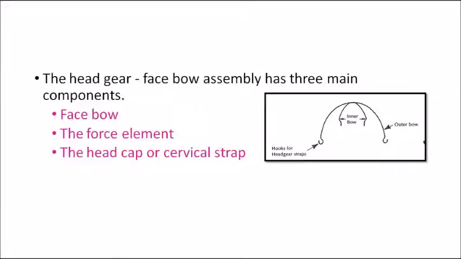So short ones are where the outer bow will be less in length than the inner bow, and medium one is when the inner bow is of the equal length of the outer bow, and long ones, as shown in the picture, the outer bow will be larger than or longer than the inner bow.